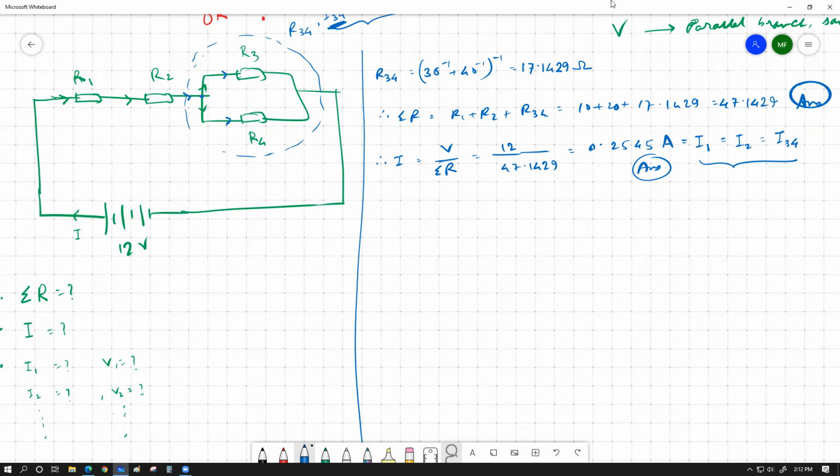Kids, you should see that I did not label I1, I2, I3 over here, but you should understand I1 means the current that flows through resistance 1. I2 represents the current flow that happens through resistance 2. I34 is the combined current that flows through the combination of resistance 3, 4. So that's how they are named.